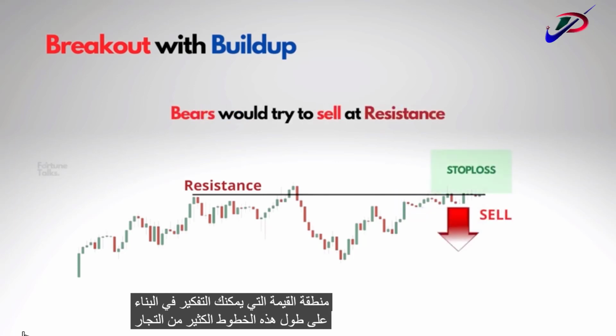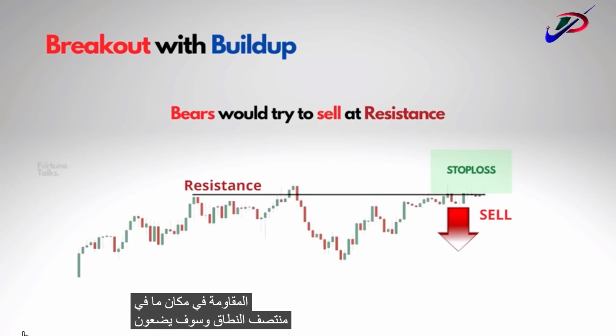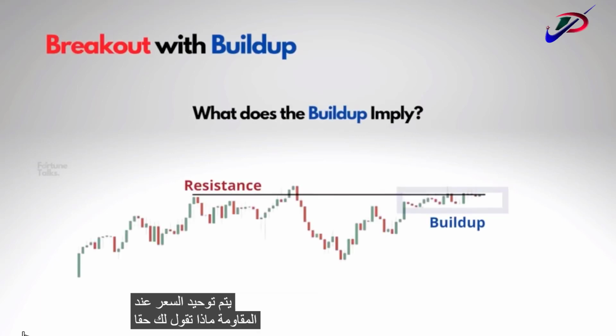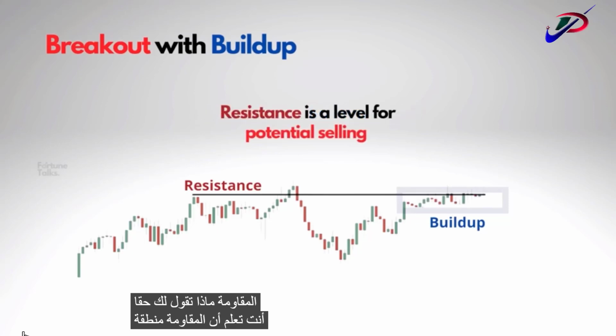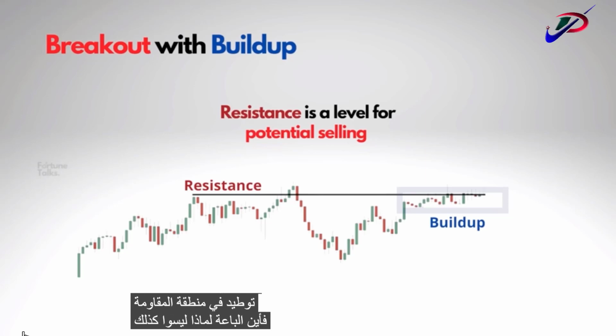A lot of traders will look at the prices consolidating at the resistance. These traders go short at the resistance or somewhere in the middle of the range, and they will place their stop loss above the resistance. That's what they will do because at the resistance it makes sense to go short. But think about this a little deeper. If the price is consolidating at the resistance, what does it really tell you? You know that resistance is an area where there are potential sellers who will come in and push the prices lower. But in this example, the price is consolidating at the area of resistance. So where are the sellers? Why aren't they pushing the prices lower?